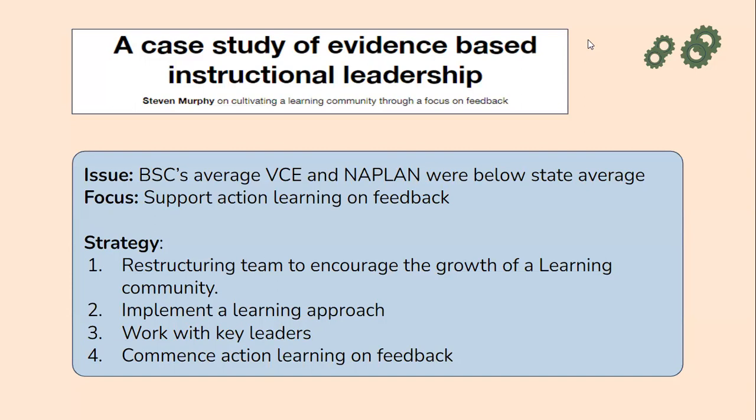Looking here, the issue was that their results were low. They were below the state average for VCE and NAPLAN. So what the school principal team wanted to do was put the emphasis on supporting action learning and feedback. I've listed some of the strategies there, but I wanted to focus on strategy number 3, which rings true to the model of instructional leadership: work with key leaders. Essentially, they restructured the teams, and instead of having the high school operate in their key learning areas, they named them learning teams and had the staff congregate for their regular meetings.